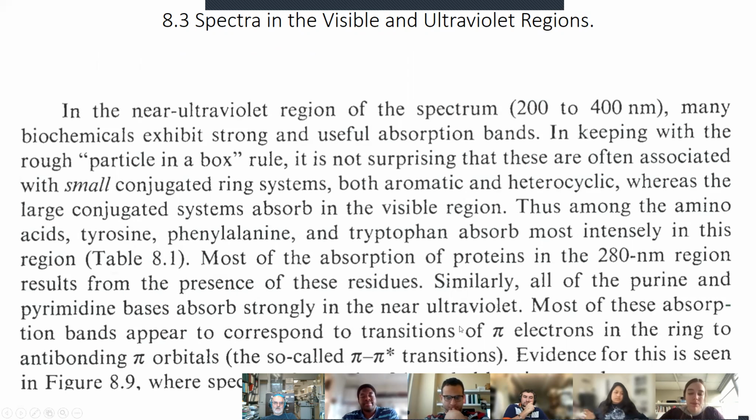So I grabbed this because this is basically a restatement of what I've written here. Okay, so I sort of grabbed this, but then I restated it. All the purines and pyrimidines absorb strongly. Most of the absorption bands are pi-pi star. Okay. So I think my summary up above is what this is talking about.